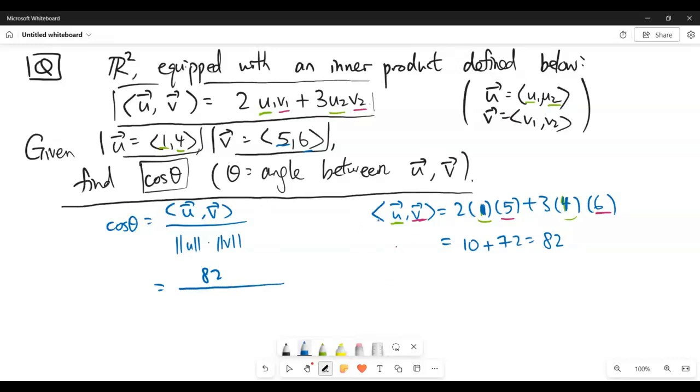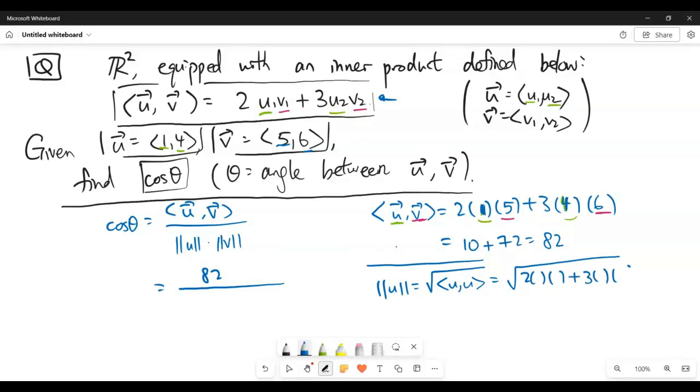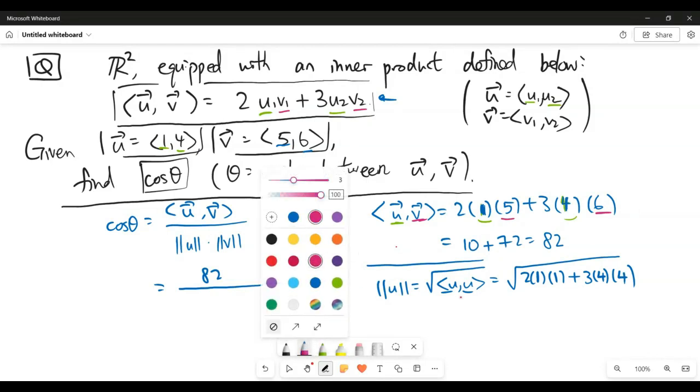How about the bottom? We can do similar things. Just recall that the norm of U is the square root of the inner product with itself. Please be careful here: for the inner product with itself, we are using the weighted inner product instead. Because you are doing the inner product of U with itself, these two numbers must be the same, if you get my point, because the second vector is like V.